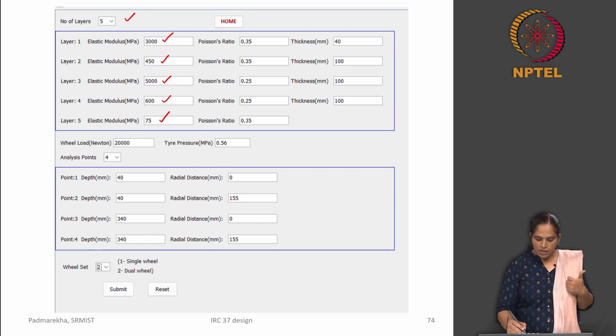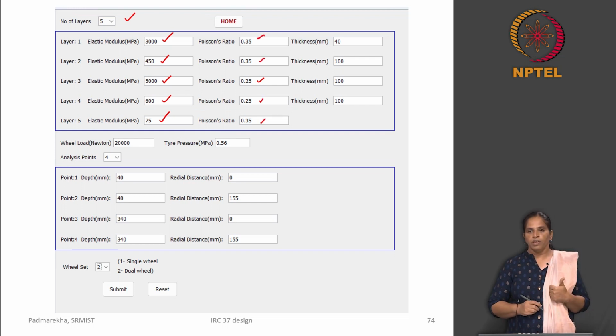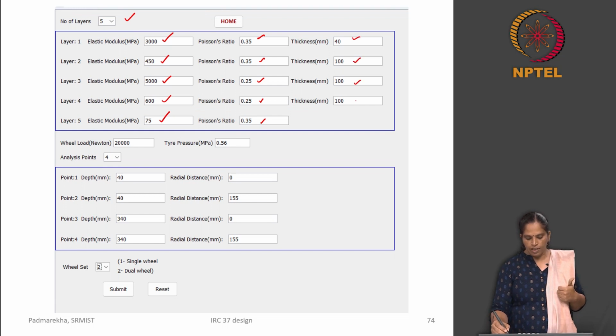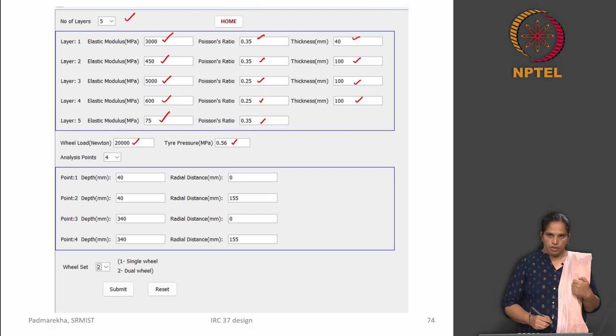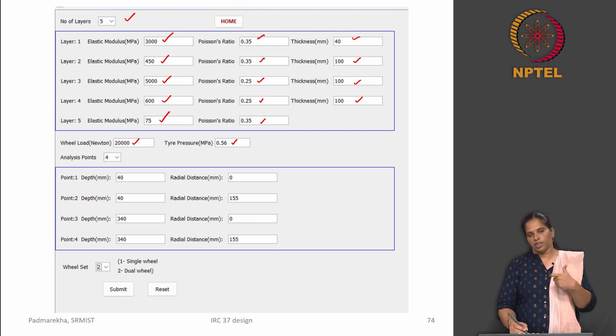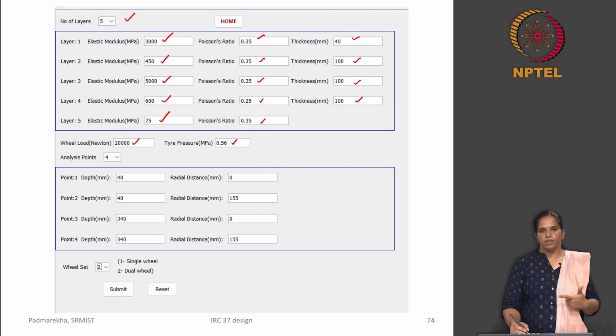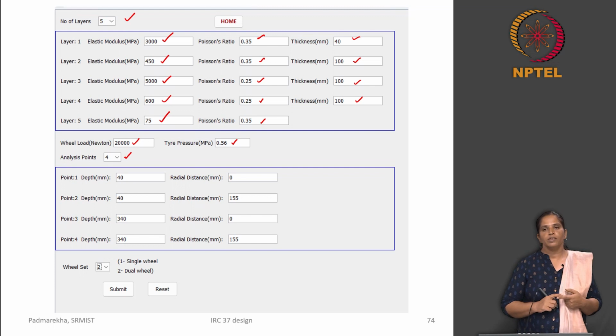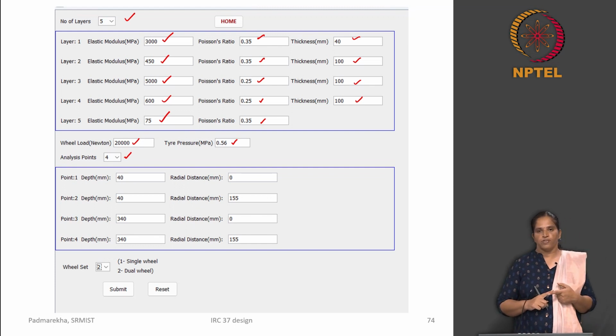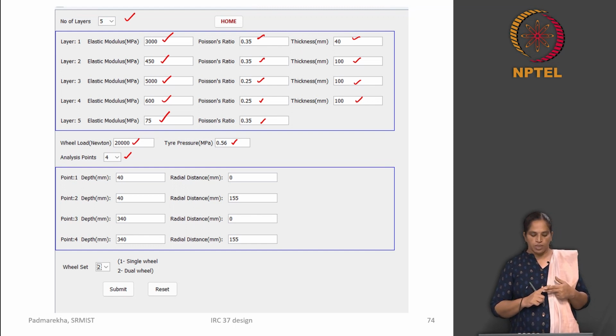Poisson's ratio for the cement treated layers is considered to be 0.25, and for the other layers 0.35. We will give the assumed thickness for each layer, and the structure is subjected to a 20 kilonewton load with a tire pressure of 0.56. Though it is a cement treated base here, we are subjecting the loading on the top surface, which is flexible, so I just considered the tire pressure to be 0.56. We will determine strain at 4 points, 2 at the interface of the bituminous layer and the base layer, and 2 points at the top of the subgrade layer.